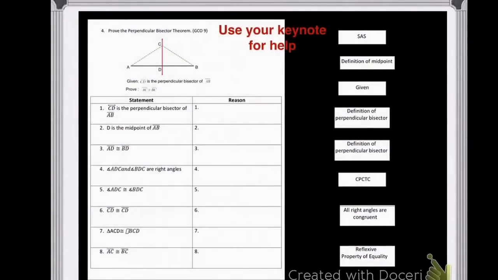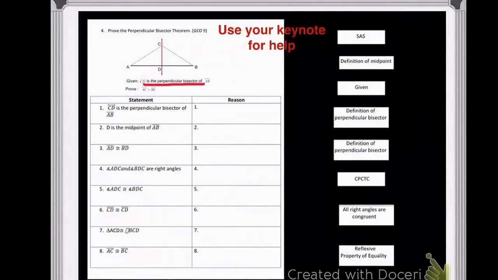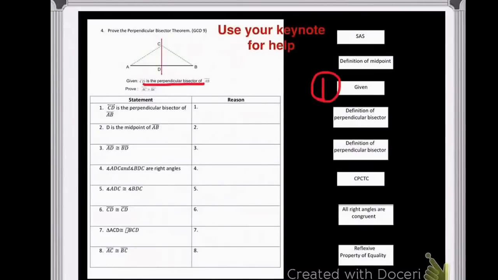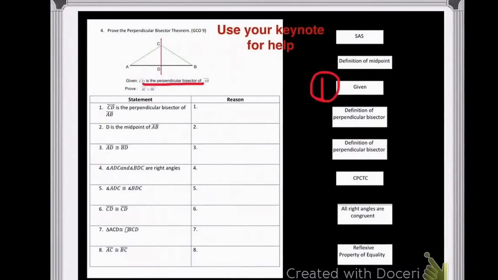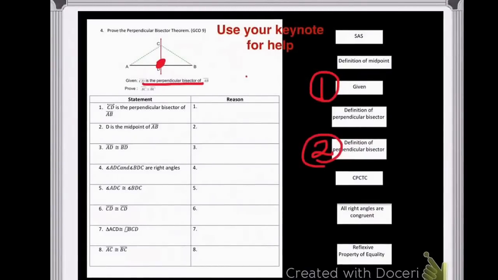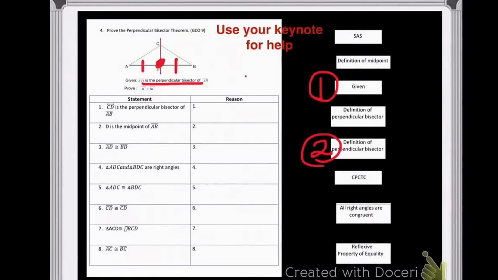On this one, number 1, CD is the perpendicular bisector of AB. How do I know that? Because it is given. 2, D is the midpoint of AB. Which reason would tell me that D is the midpoint of AB? I know D is the midpoint because I was told this was the bisector. 3, AD is congruent to BD. Why would AD be congruent to BD? And that's because D is the midpoint.